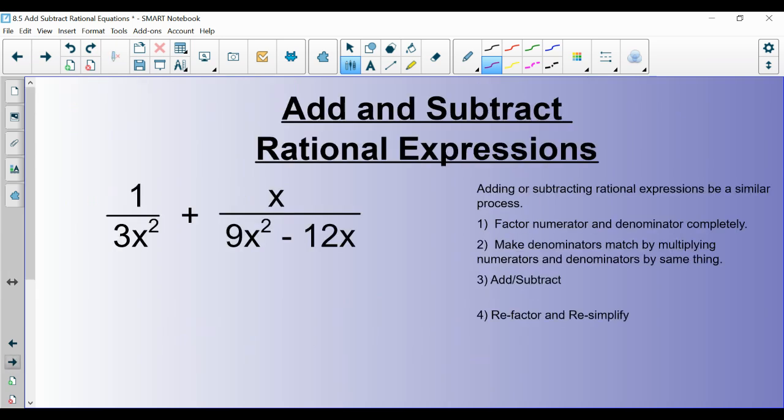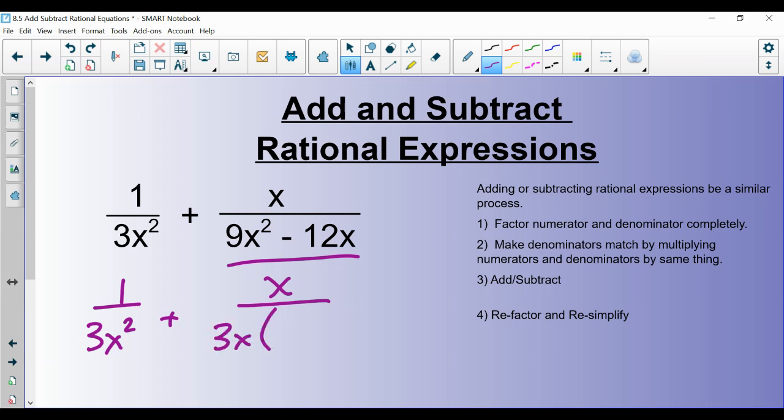Let's keep it moving. I'm going to first try and factor. I can factor actually the denominator here. This is our first problem where we've been able to factor our denominators. So 1 over 3x squared is going to stay for now, plus this is x over, I can factor out a 3x in this problem, and I would then have x minus 4.